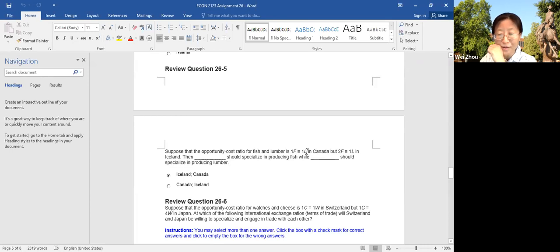Let's take a look. Canada, 1 lumber costs 1 fish, but Iceland, 1 lumber costs 2 fish. So who has the lowest opportunity cost on lumber? Anybody?